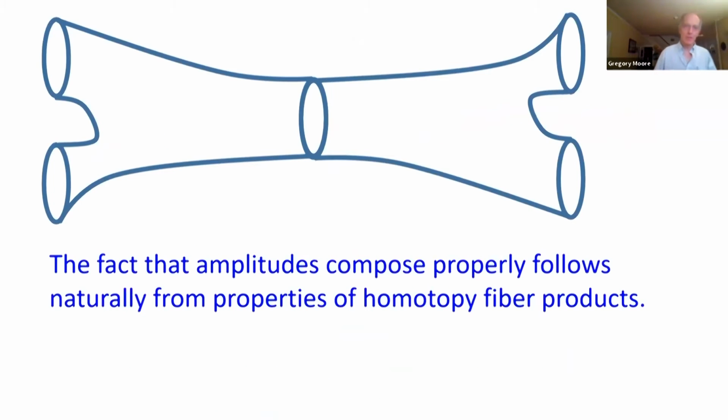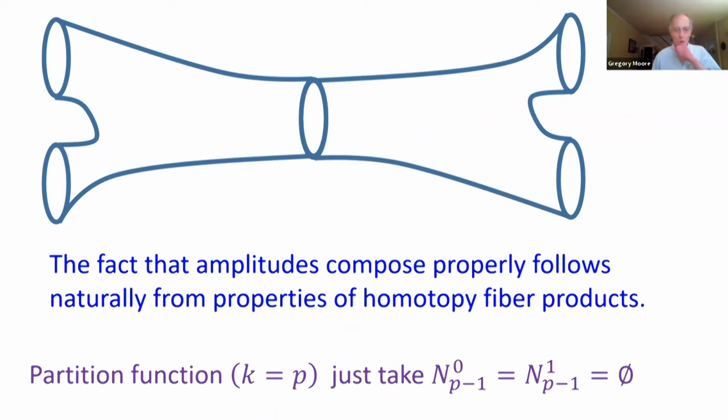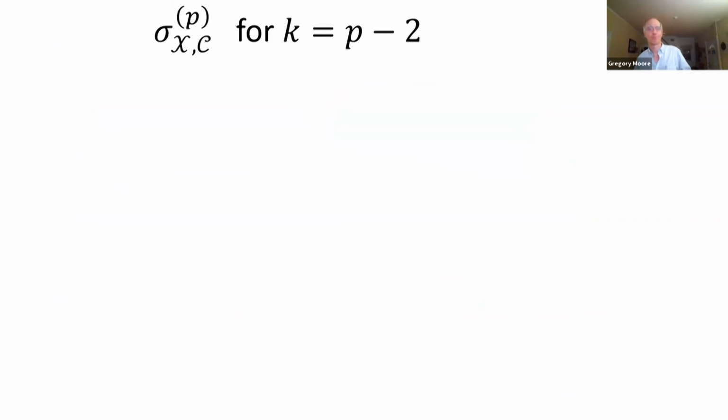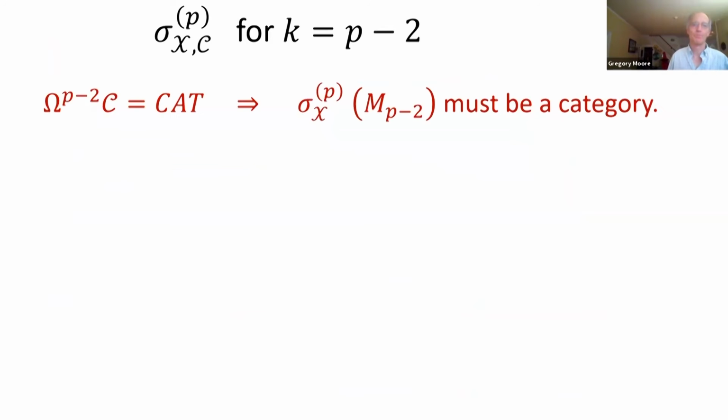And so now this formula has good properties so that the amplitudes now compose properly as they should in field theory. And that follows from properties of the homotopy fiber product and from the homotopy cardinality. Excuse me. So now, if I want the partition function, I would just choose the initial and final spatial manifolds to be the empty set. So now let's go on to codimension 2.